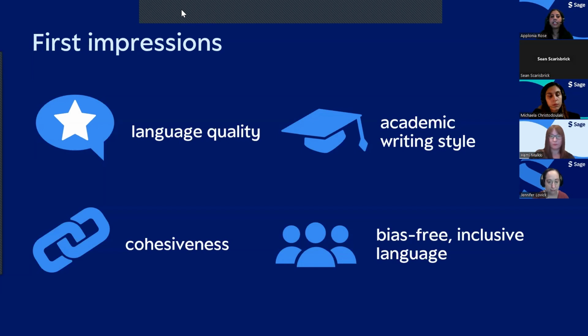Lastly, every journal expects authors to write in a bias-free, inclusive language that is appropriate for a global audience. Authors are expected to take care when writing about gender, age, disability, neurodiversity, race, and religion. If the reviewer spots anything that violates this, it should be communicated to the editor.